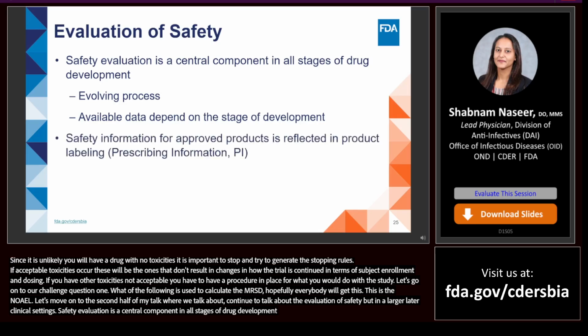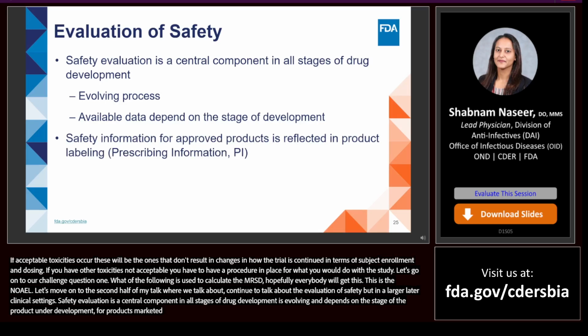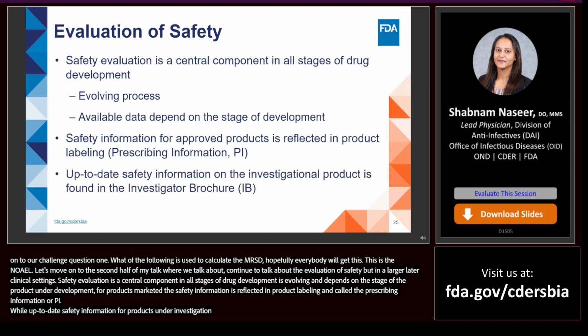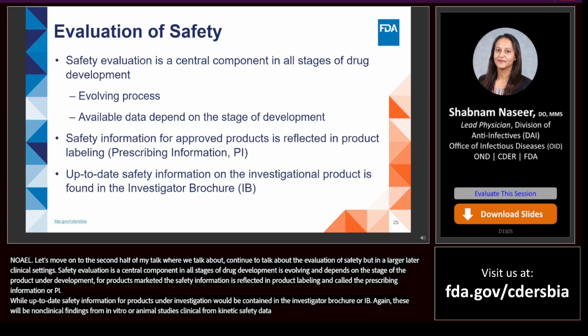For products that are marketed, the safety information is reflected in the product labeling. It's also called the prescribing information, or PI. While up-to-date safety information for products that are under investigation would be contained in the Investigator Brochure, or IB. Again, these would be non-clinical findings from in vitro or animal studies, and clinical pharmacokinetic safety data. And for unapproved products, the investigator's brochure is equivalent to the prescribing information.